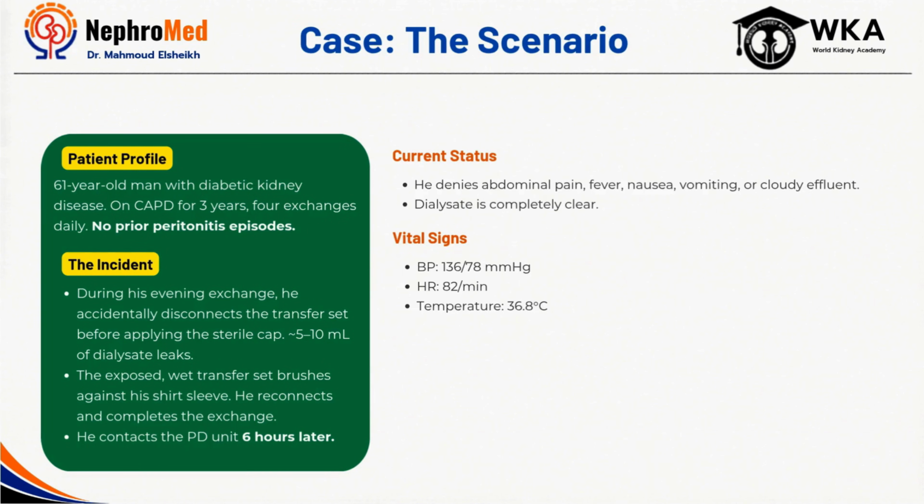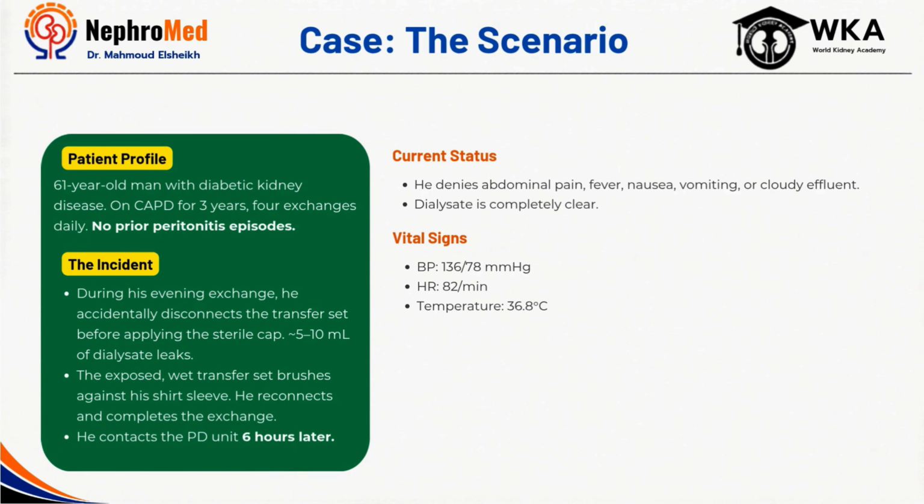Let's apply everything we have discussed to a real clinical scenario you may see in your clinic. Our patient is a 61-year-old man with diabetic kidney disease who has been successfully performing CAPD for the past 3 years. He's on a standard regimen of 4 exchanges per day, and importantly, he has never had any episode of peritonitis. So this is an experienced patient, not a beginner.